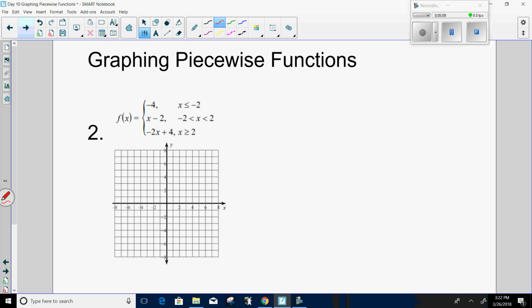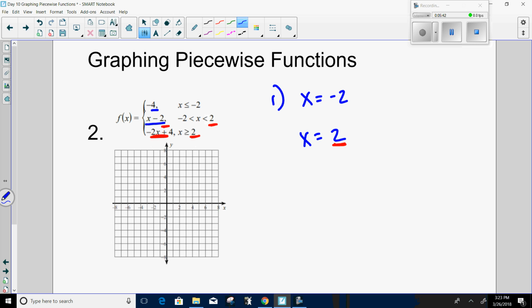Okay, let's go to the next one. This one has 3 pieces. So the first thing, find the switch. We have a switch at x equals -2, and we have a switch at x equals 2. So we're going to plug -2 into this equation and into this equation, because that's where it switches between those two. We're going to plug 2 into the middle equation and into the bottom equation, and then we're going to go from there.